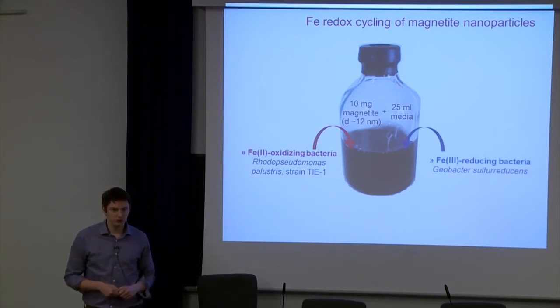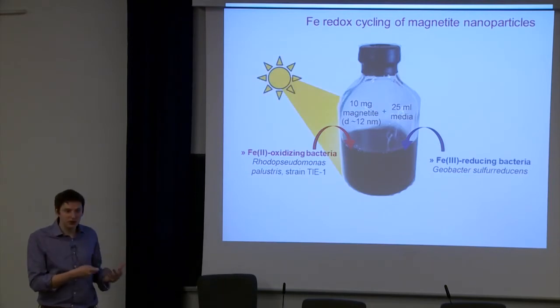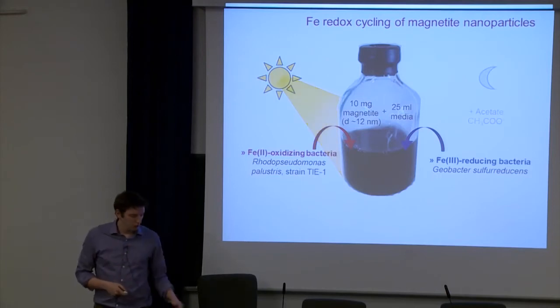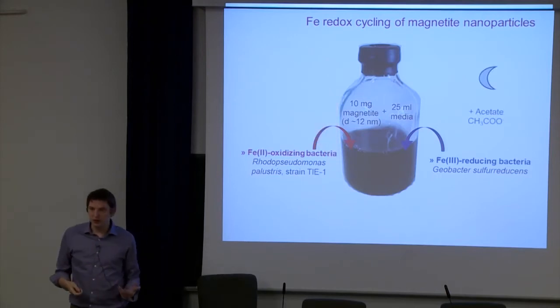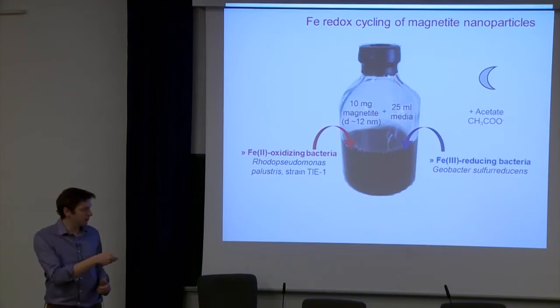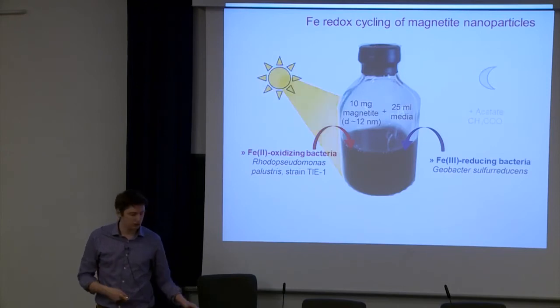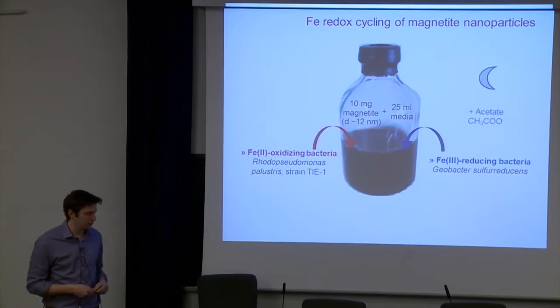So into this culture, I had the iron oxidizing bacteria, this Rhodopseudomonas palustris TIE-1, and also the iron reducers, Geobacter sulfurreducens. When I expose it to the light, this basically stimulates the iron oxidizing bacteria. So these get to work. When I take it out of the light, put it in the dark, and incubate it in the presence of acetate, this stimulates the iron reducing bacteria. And of course, I can cycle between these two different processes, as I'll show you later on.